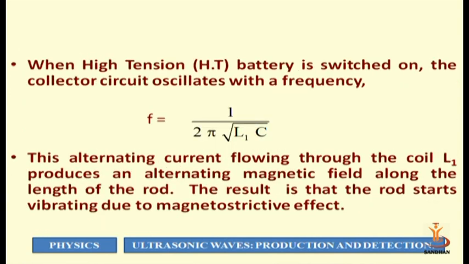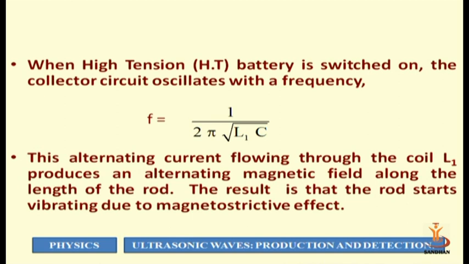The frequency of an LC resonant circuit is given by 1/2π√(LC). We are changing the value of the capacitance in such a way that the frequency of the LC resonant circuit will match the natural frequency of the ferromagnetic rod.